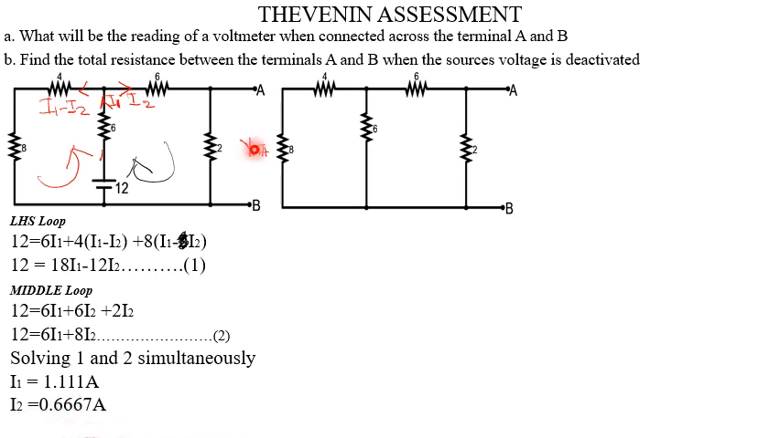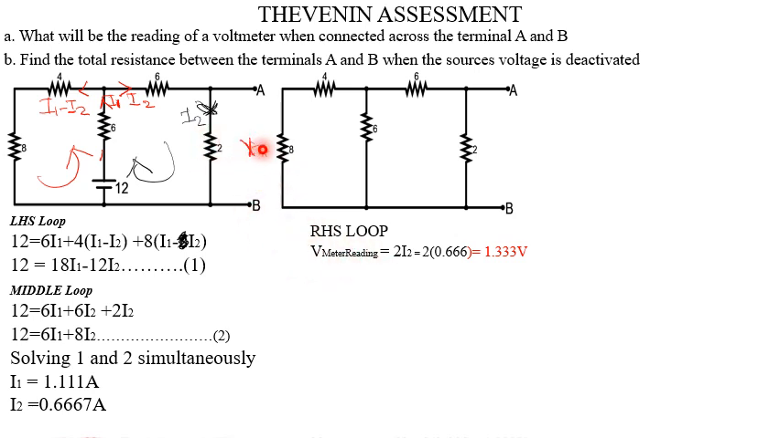After solving that, we now write a KVL equation for the last loop. Our current I2 flows through the 2 ohm resistor, so we can say our VTH is equal to 2I2. That would be our voltmeter reading.